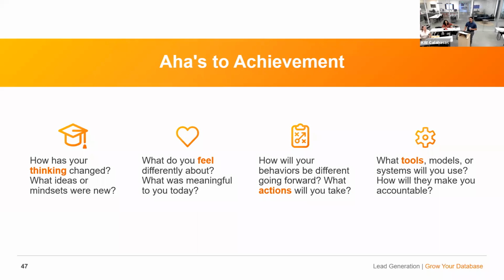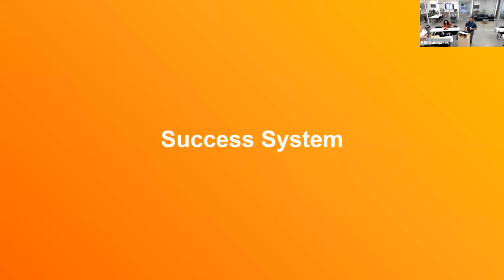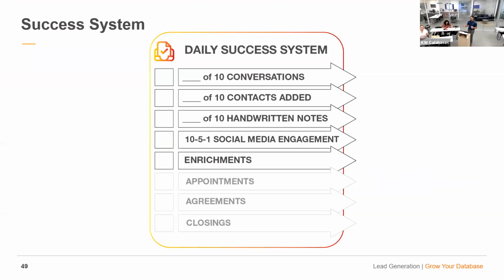So on that note, the big ahas: have your success system, your daily 10-4. Keep engaging with your sphere. Think of anyone that's not in your sphere as a bonus on top of what you're doing. Make sure you're adding or updating your contacts every day. The 10 handwritten notes, as crazy as it sounds, will cement the relationship a bit further. And don't forget to do your 10-5-1 social media engagement.